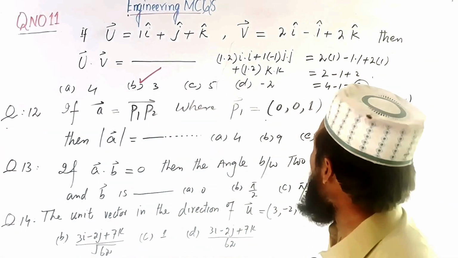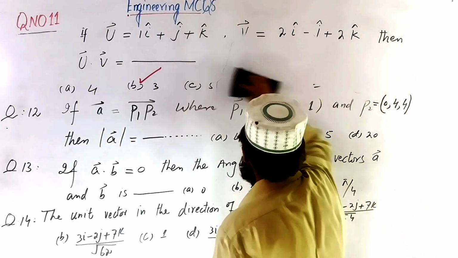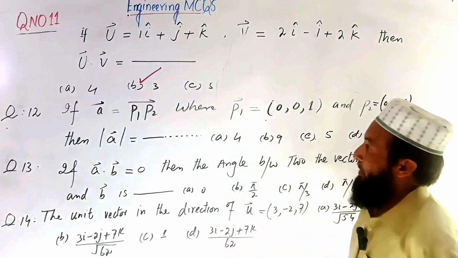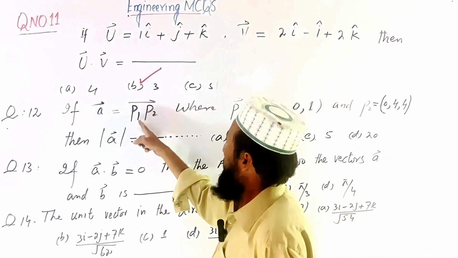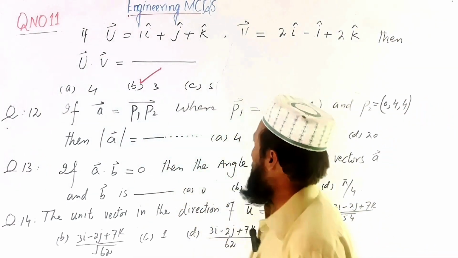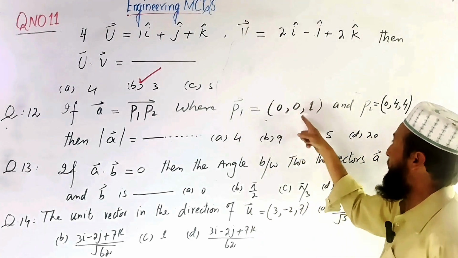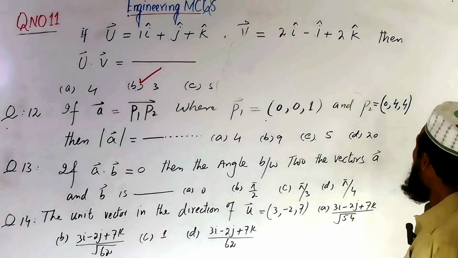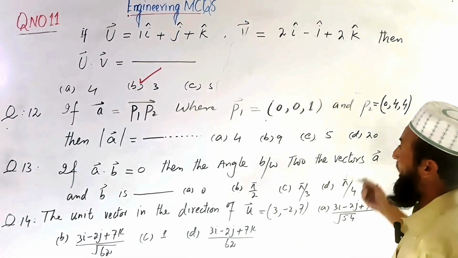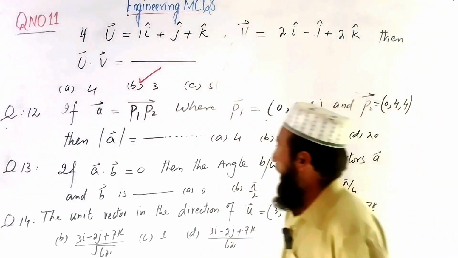Similarly, now proceeding to the second question. Question number 12. If A is any vector, and P1 and P2 represent the position vectors, P1 is given as 0, 0, 1 and P2 is equal to 0, 4, 4, then the magnitude of A is equal to what?